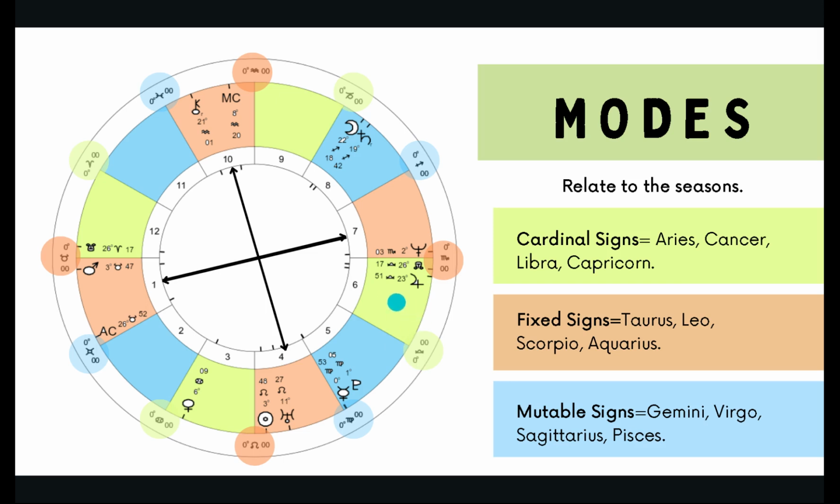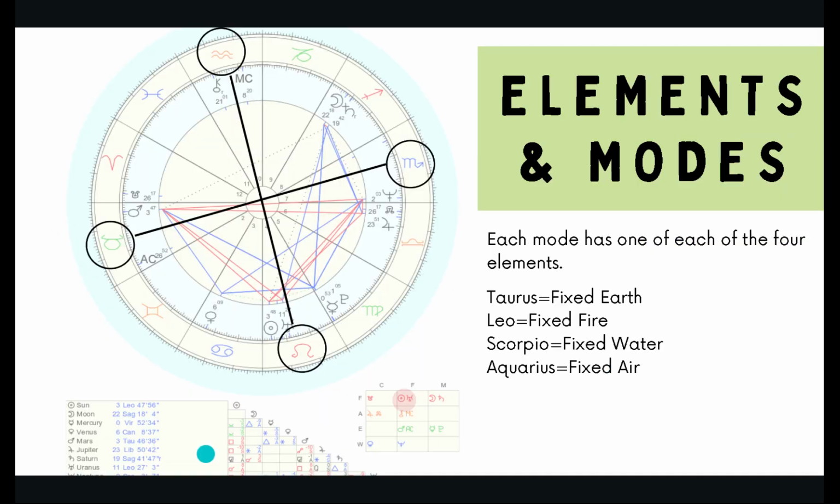And the same thing with cardinal. So I know, okay, let's see, Libra's cardinal. The opposite of it will also be cardinal in Aries, and I know that Cap here and Cancer here will be cardinal. So that's a good little trick for your eye to kind of learn.